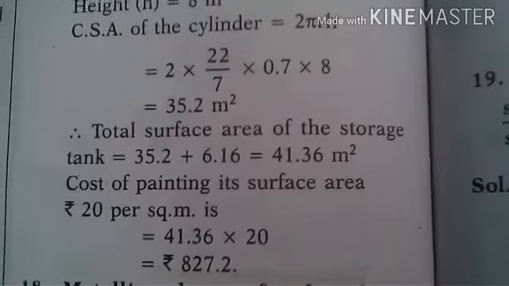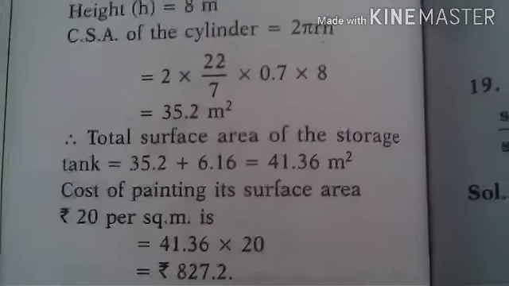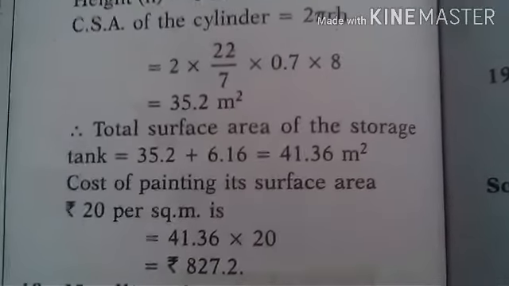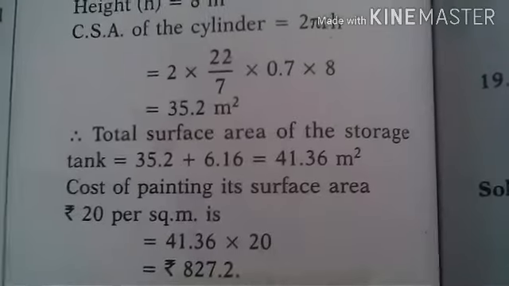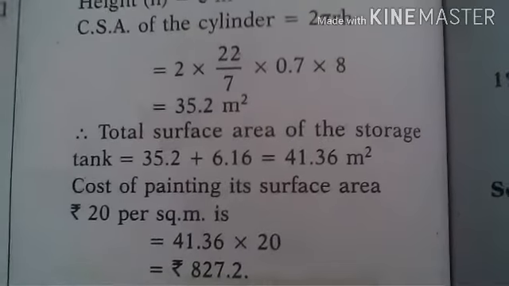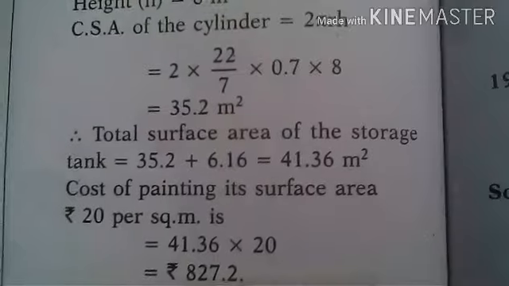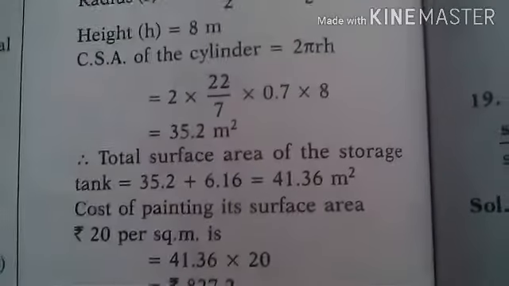Cost of painting its surface area at 20 rupees per meter square is equal to 41.36 into 20. We will get rupees 827.2.